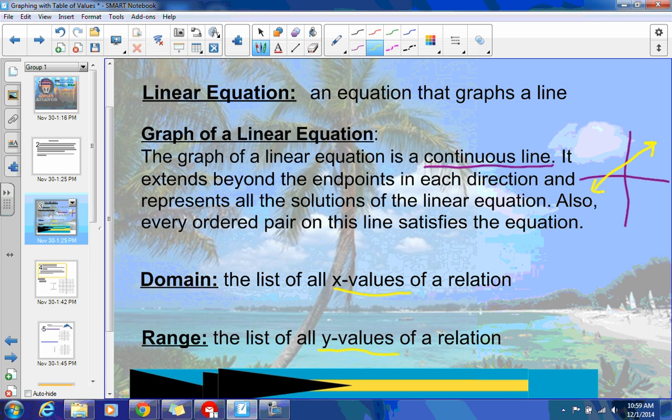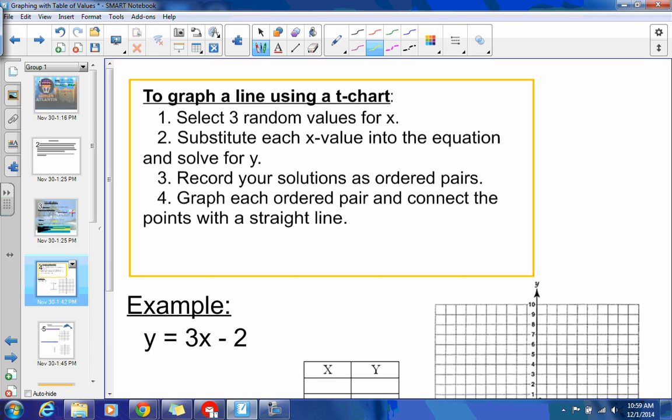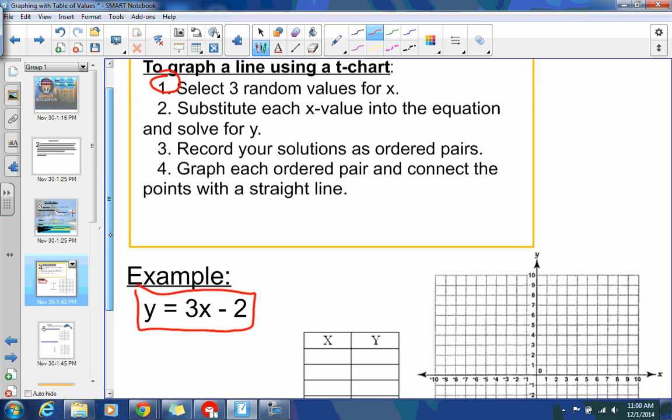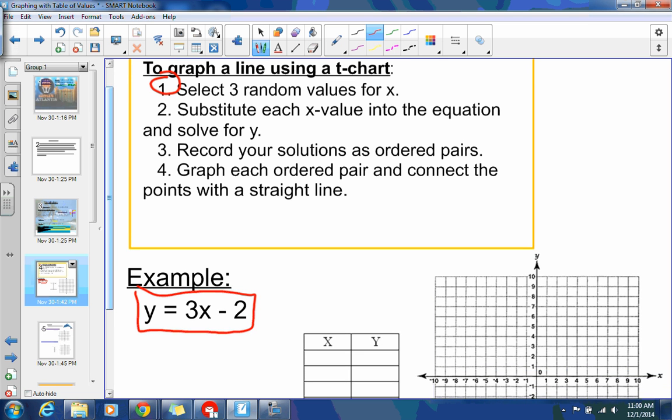All right. So here's what we're getting into. The goal was to graph using a table of values. So here are the steps. Very simply put, I have 4 steps for graphing a line using a t-chart. And the first step: select 3 random values for x. As we do this, I'm going to use this example down here, this equation, and we're going to graph it. So we're going to find 3 random values for x. Usually I like to keep them small. The smaller they are, usually the easier it is to solve.